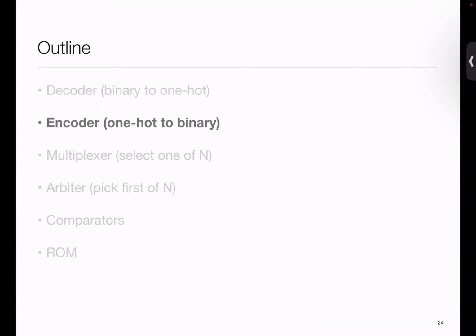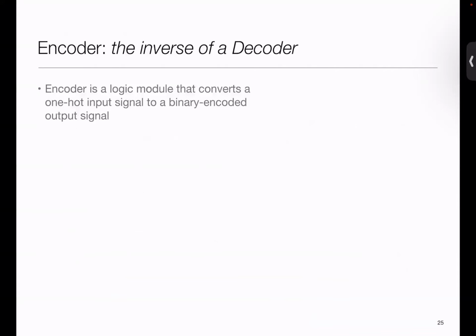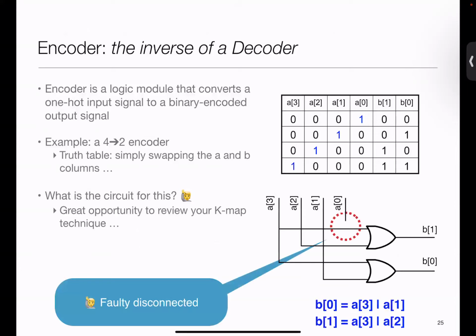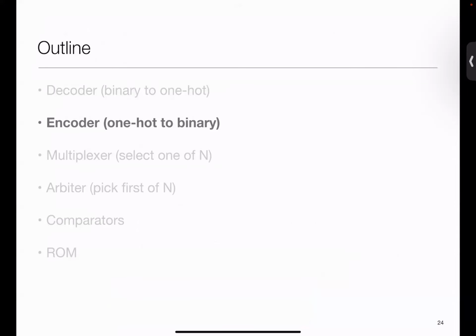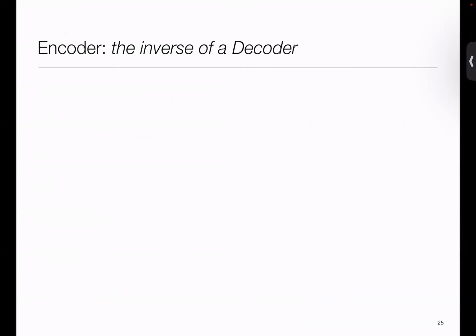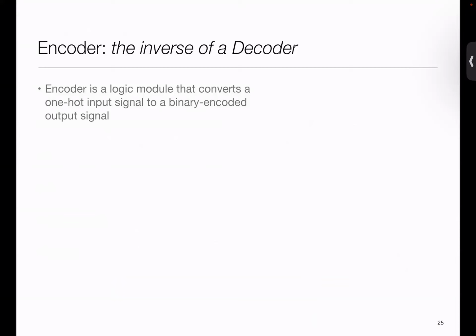Okay, so if we have a decoder, we are also going to have an encoder. And encoders do exactly the opposite. They go from one hot to binary. Decoder went from binary to one hot. So encoder goes one hot to binary. It's the inverse of a decoder. So an encoder is a logic module that converts a one hot signal to a binary encoded signal.